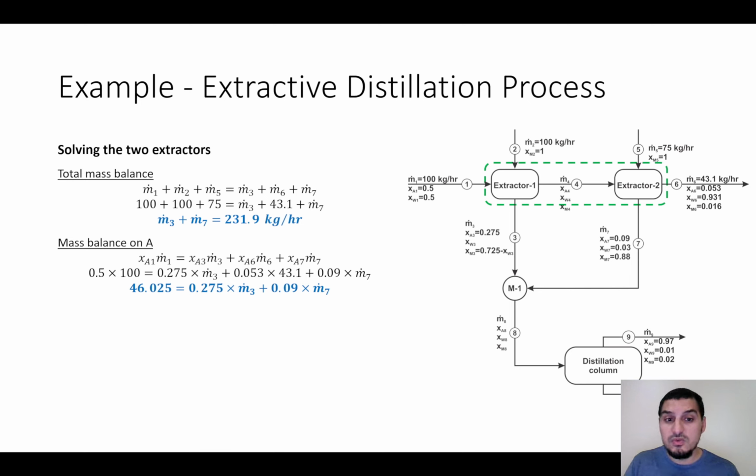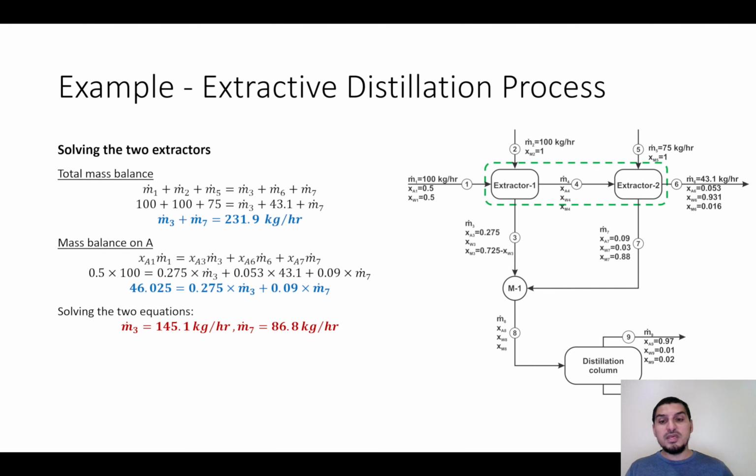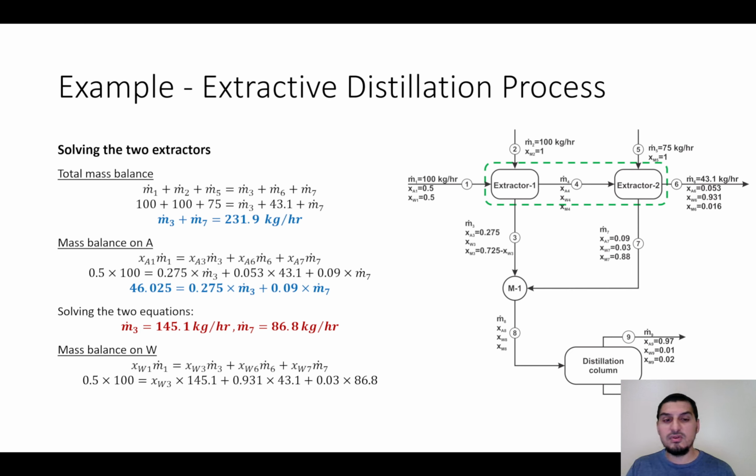So it's better to go with A, and then by the mass balance, solving the two equations, you can get M3 and M7. You can substitute with the balance on W or M, whatever you like, and we can find the value of XW3, and we can calculate XM3 from XW3. So this is for the first part.